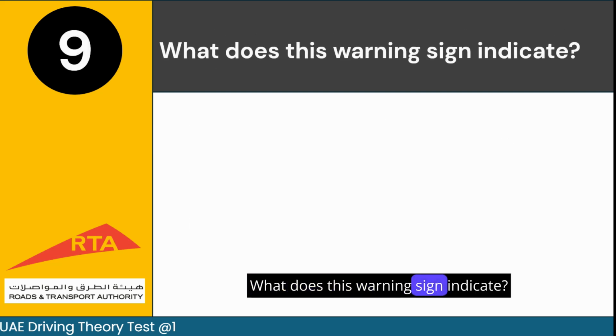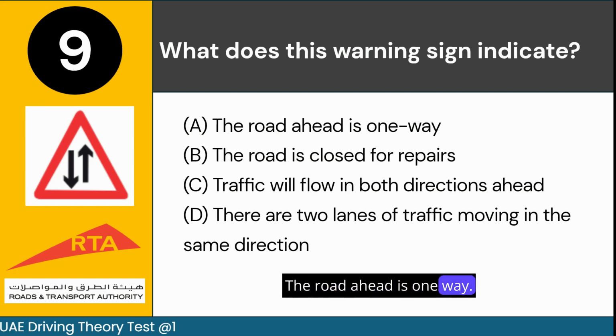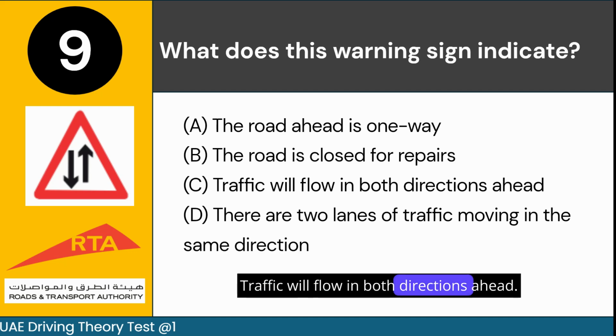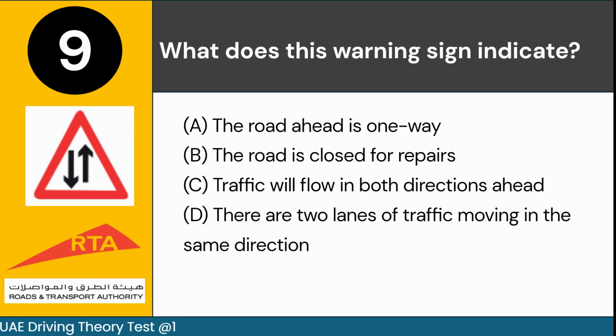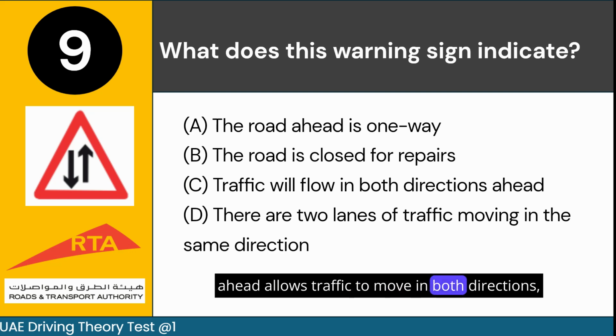What does this warning sign indicate? A. The road ahead is one way. B. The road is closed for repairs. C. Traffic will flow in both directions ahead. D. There are two lanes of traffic moving in the same direction. Answer: C. A two-way traffic sign alerts drivers that the road ahead allows traffic to move in both directions, often transitioning from a one-way street.